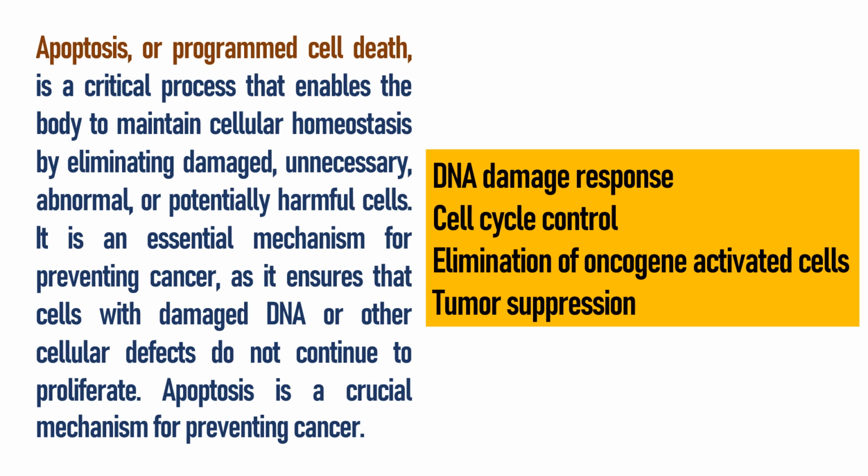So, what is achieved through apoptosis? Apoptosis is a DNA damage response. Apoptosis is required for cell cycle control. Elimination of oncogene-activated cells is through apoptosis, and also tumor suppression.